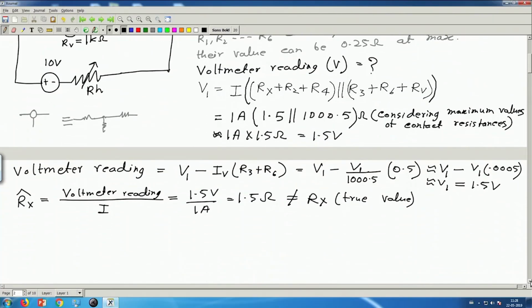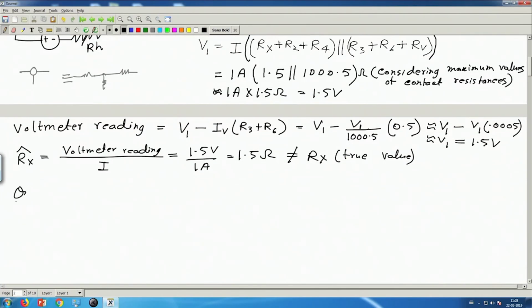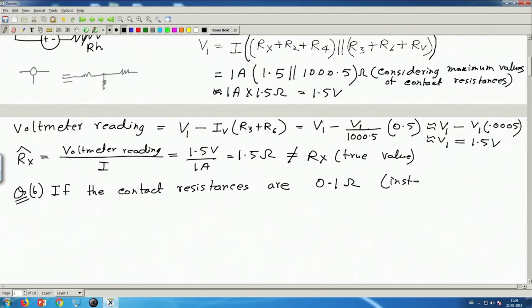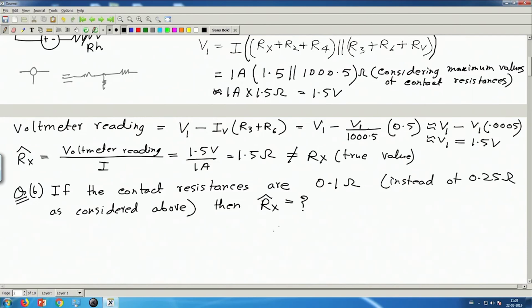Okay, now let's take another question, part 2, part B. If the contact resistances are, say, 0.1 ohm instead of 0.25 ohm as considered above, then what will the estimated value of Rx be?